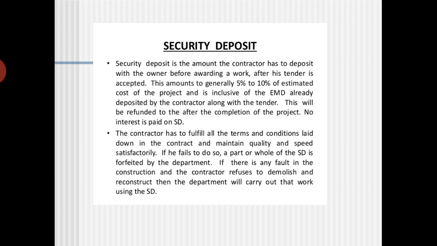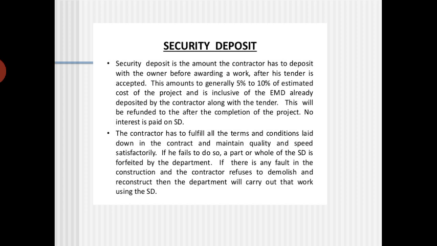Yesterday we were discussing the earnest money deposit and the security deposit. Of course, the earnest money deposit is utilized during the tendering process, and if any drawbacks happen from the tender person who is applying, then the earnest money deposit cannot be given back to the tendering person.